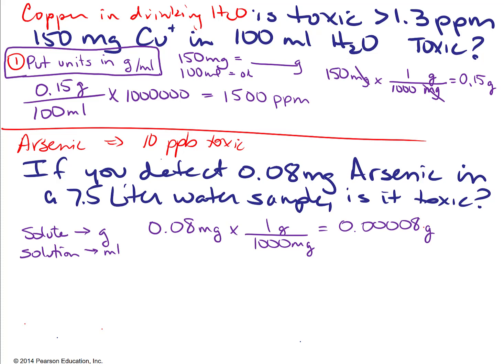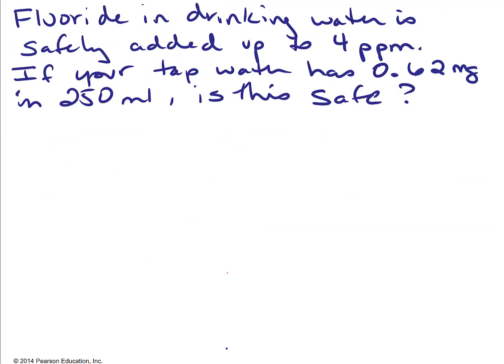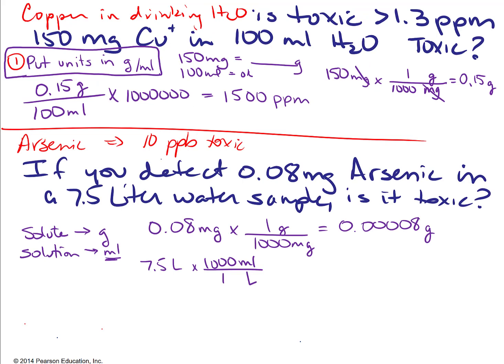The volume is a 7.5 liter water sample, and I need to put that in milliliters. So in this one, what's my unit on the bottom? Well, the unit you're given is always going to go on the bottom in the first unit conversion. And then the unit I want is milliliters. So milli gets the 1,000. So here, 1,000 is on top. It takes 1,000 millis to make a base unit, whether it's grams or liters. Liters and liters will cancel. So now 7.5 times 1,000 is 7,500.